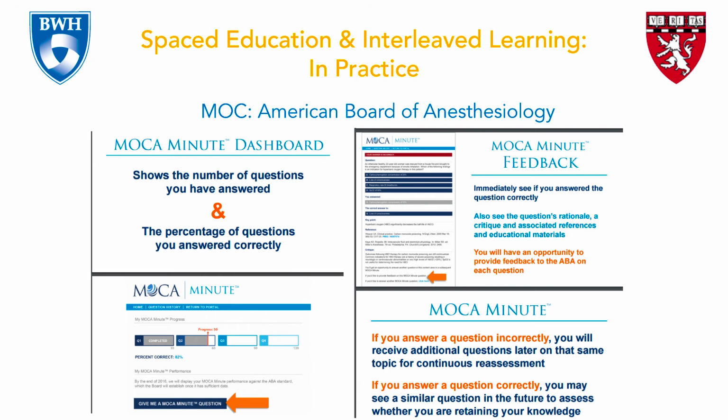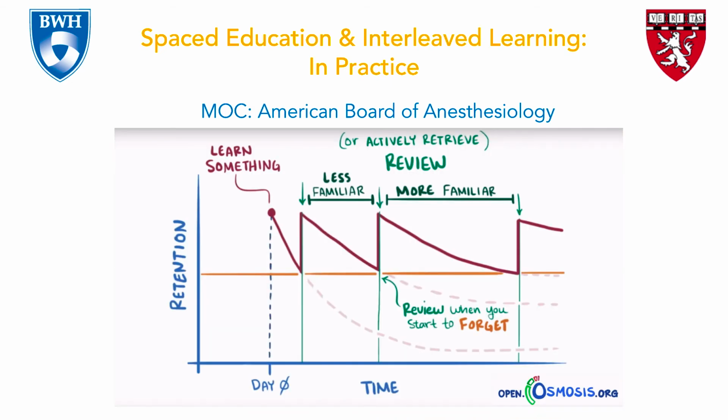If questions were answered incorrectly, there would be additional questions later on that same topic for continuous reassessment, and when questions were answered correctly, a similar question in the future would be seen to help retain knowledge. So if we think about this, this is actually a nice example of spaced education in which, rather than waiting for an examination every 10 years, our knowledge retention would decrease. Instead, by getting questions on a frequent basis, you're able to maintain your knowledge retention much higher.